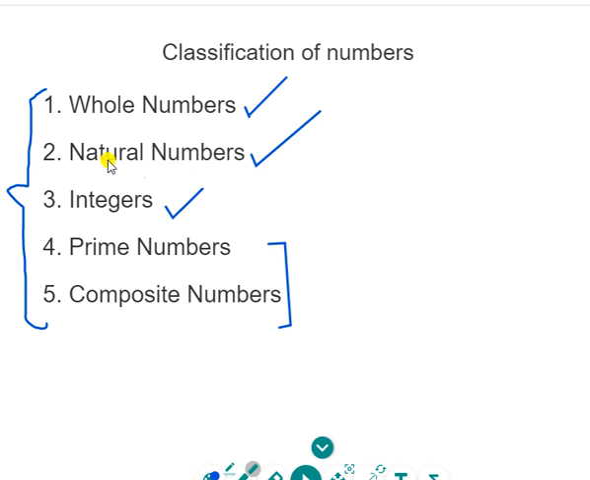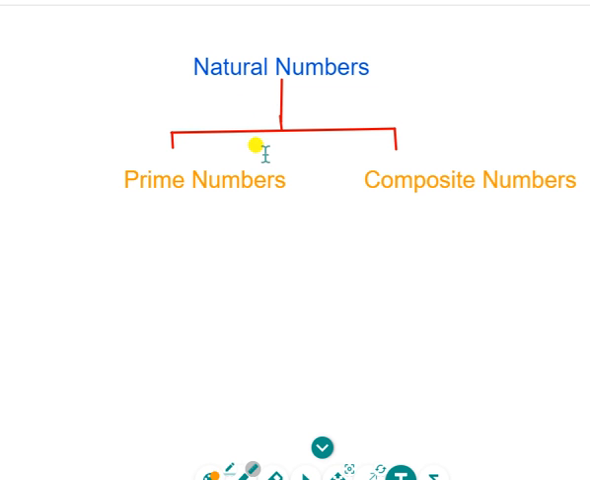Natural numbers basically are divided into prime and composite numbers. So prime and composite numbers are a part of natural numbers. Yes, prime numbers and composite numbers. Prime numbers are the numbers which have only two factors. Those two factors are 1 and itself.